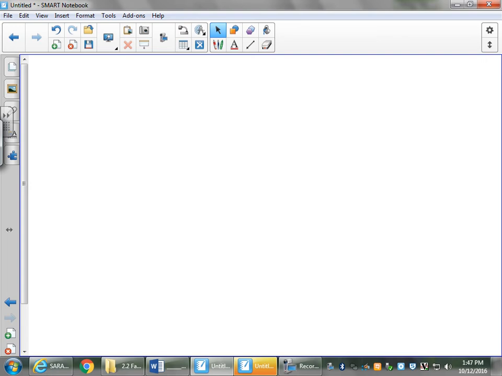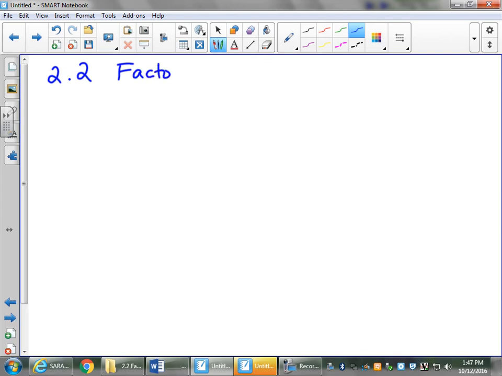All right, the lesson is on factoring. So if you're taking notes, this is going to be section 2.2, the second section of the quadratic unit, and it's going to be on factoring quadratic functions.